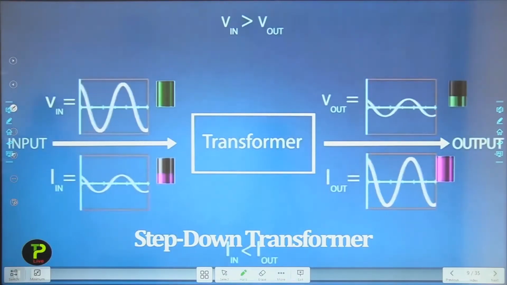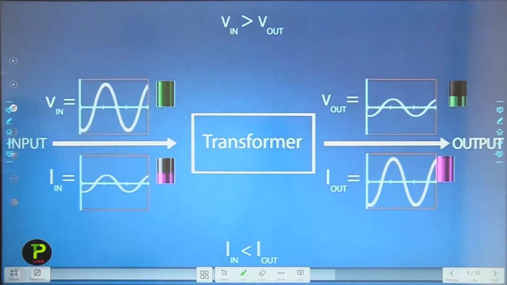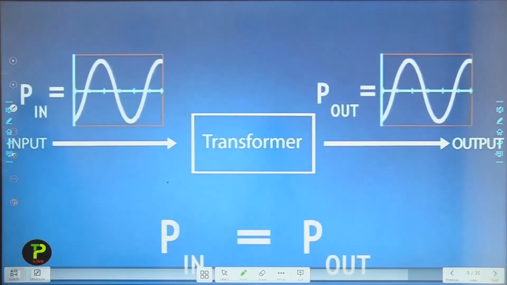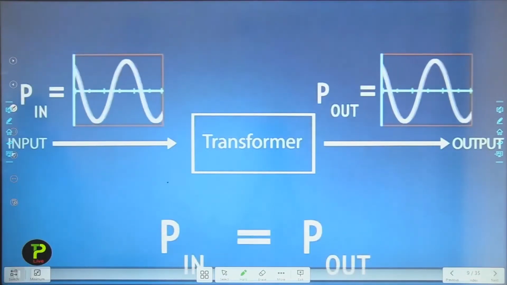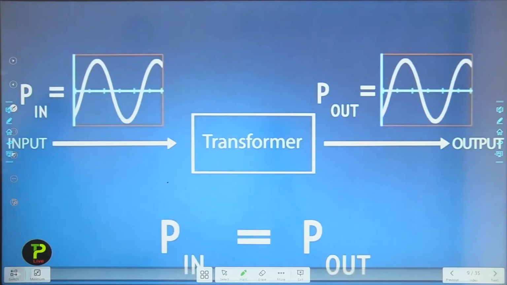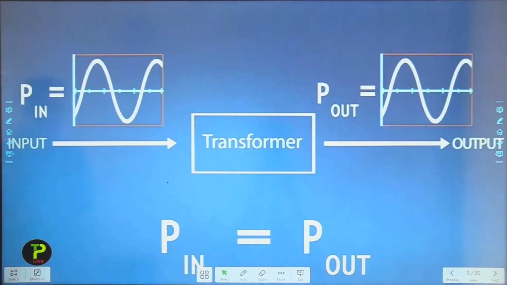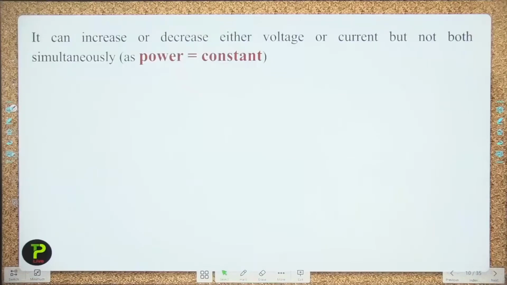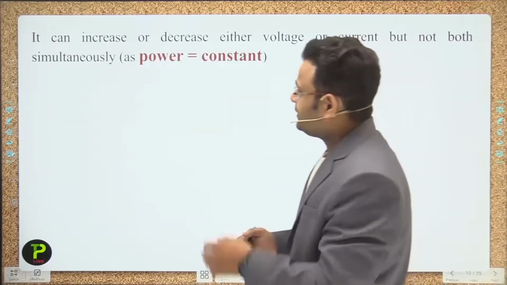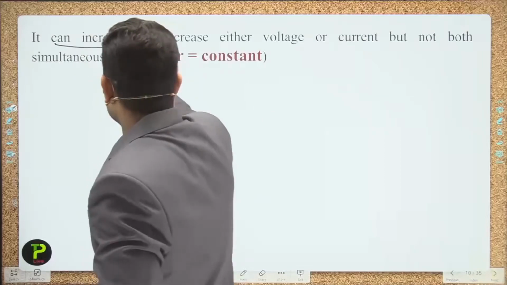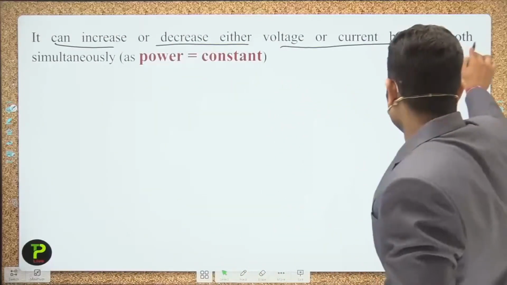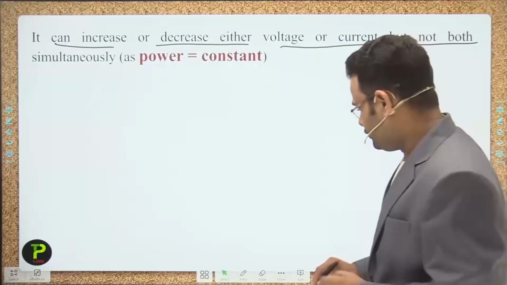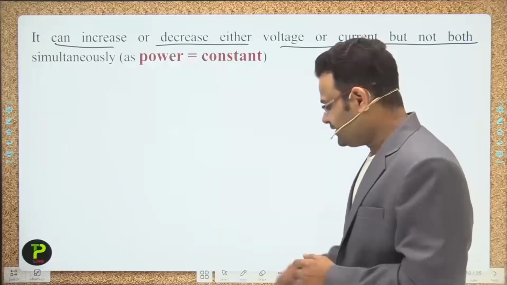Input voltage is higher than the output voltage, but the current is reversed. So why? Because power is always constant. So understand that concept, guys. Now we move to the next. It can increase or decrease either voltage or current, but not both simultaneously, because we know that power is always constant, guys. Understand that point?